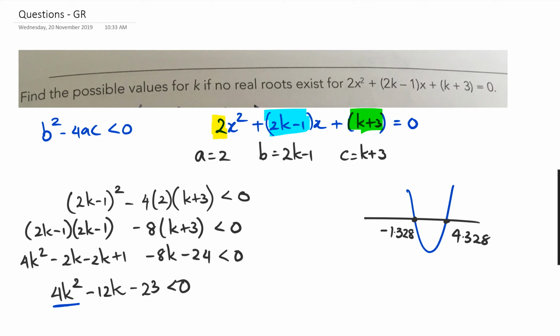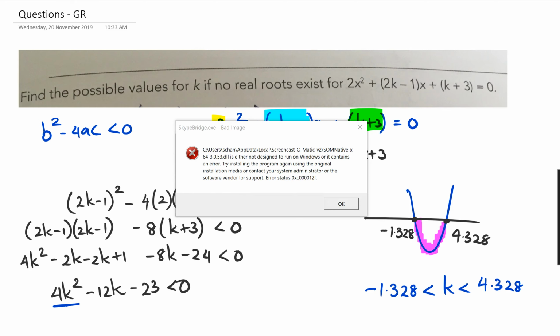Now because I'm looking for less than 0, that means I'm looking for this zone here where the parabola is below the x-axis. And so my final answer for this question is that k has to be between negative 1.328 and 4.328. So that is the final answer.